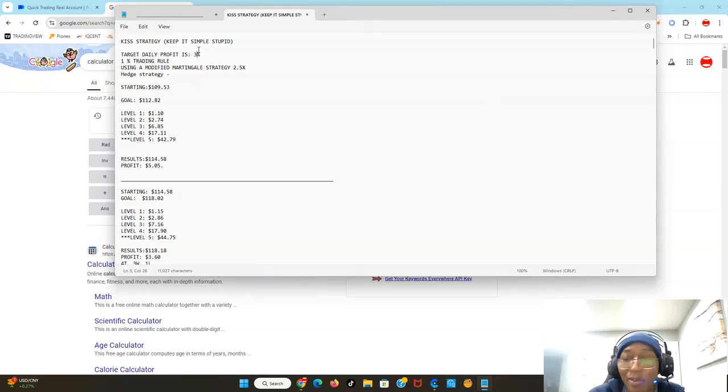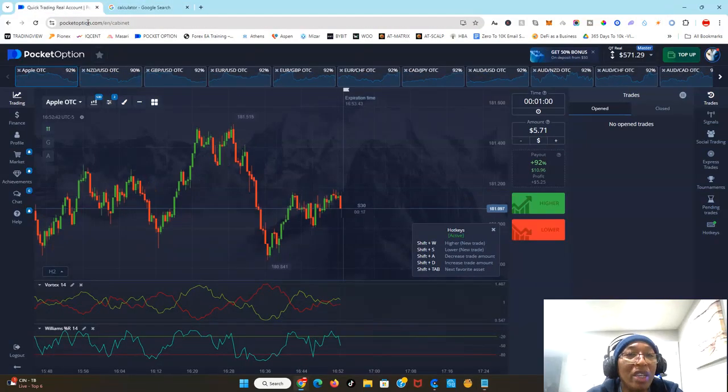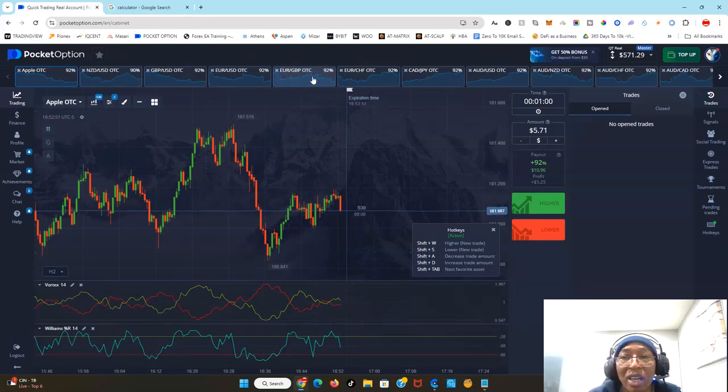1%, even 0.5%. I've seen some students targeting 0.5% every day. That gives you about 15%, because you can trade every day. These are OTCs. Pocket Option allows you to trade every day, anytime, 24/7, because these OTCs are available any time.